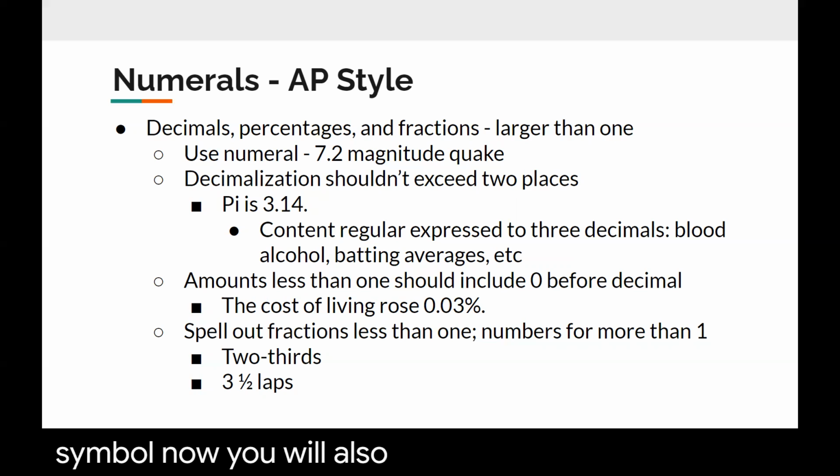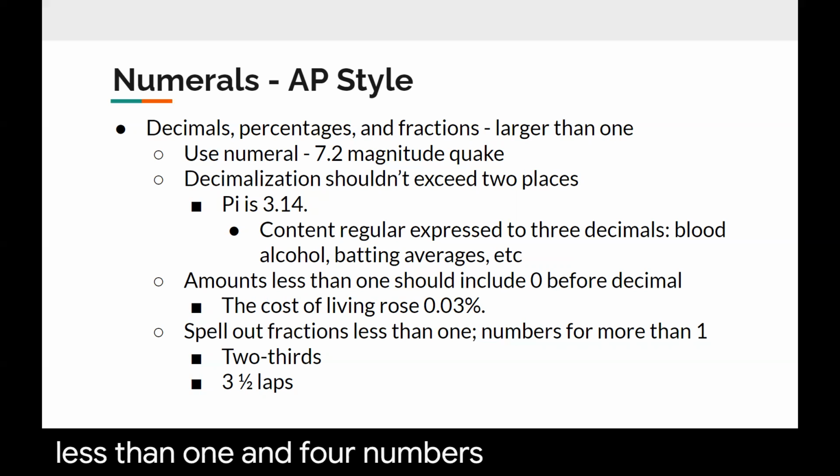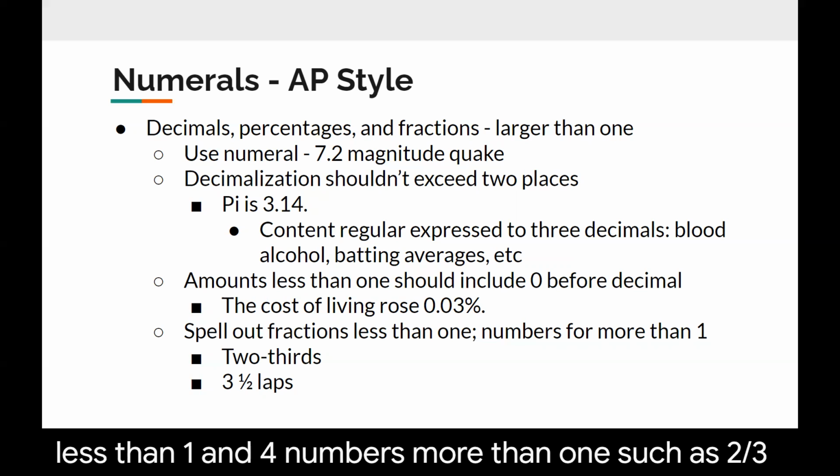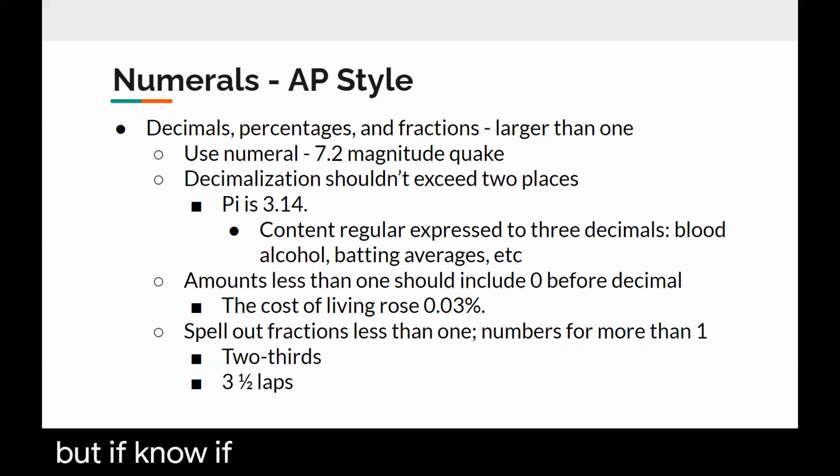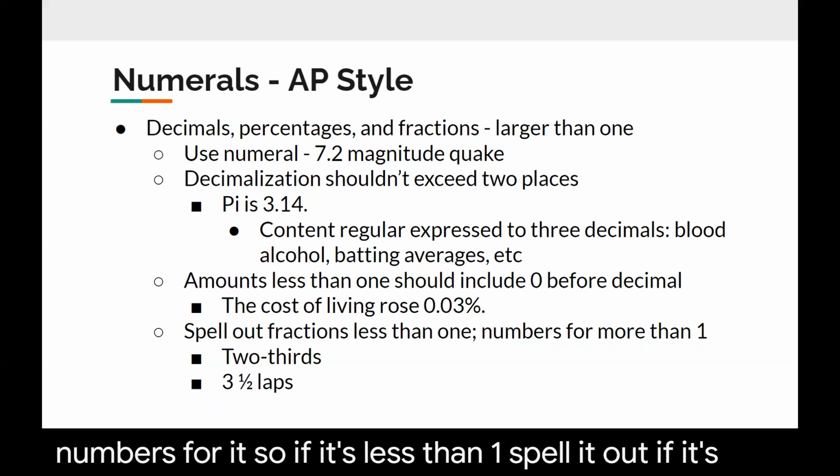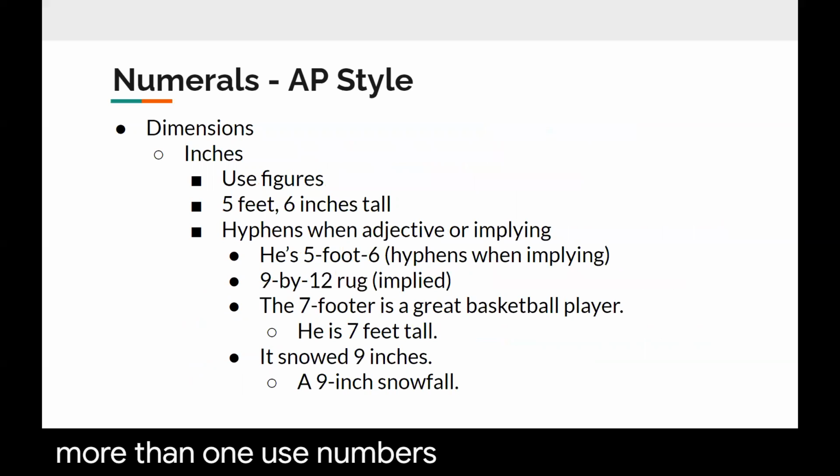You will also spell out fractions that are less than 1, such as 2/3. But if the number is more than 1, such as 3.5 laps, then you're going to use numbers for it. So if it's less than 1, spell it out. If it's more than 1, use numbers.